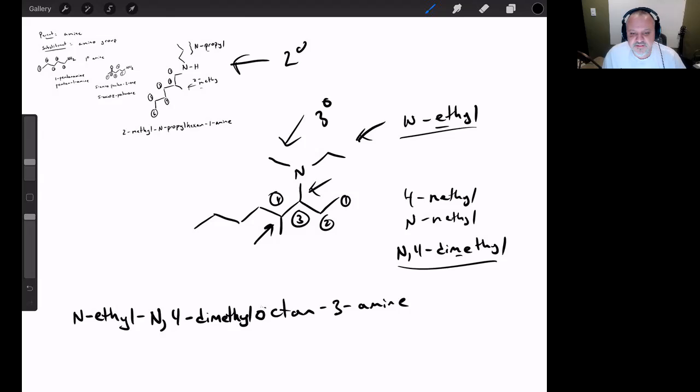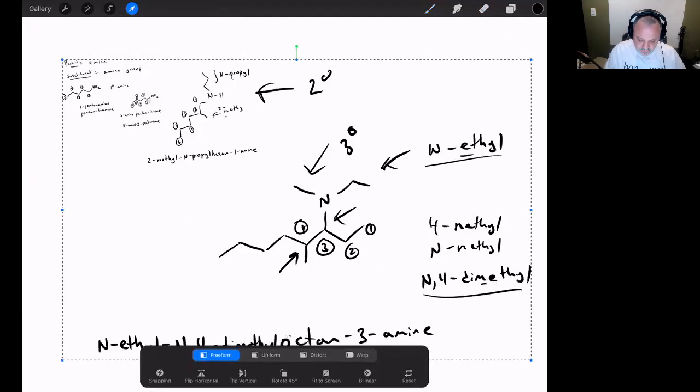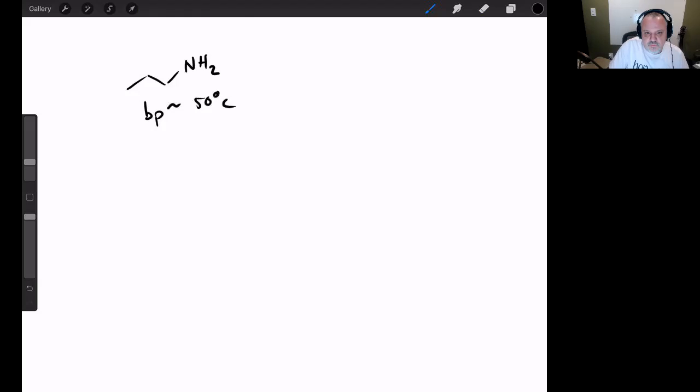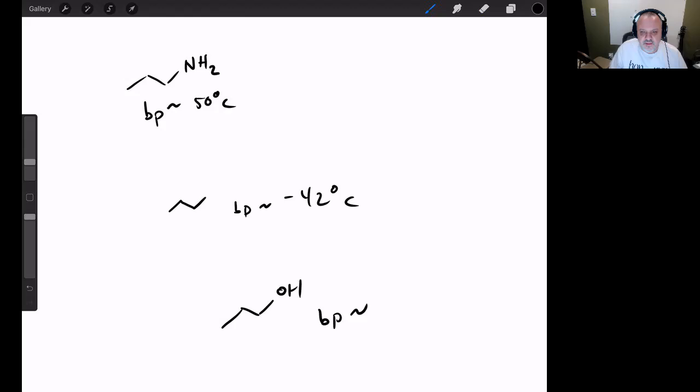Let's talk a little bit about the properties of amines, and real quick, just so we're all on the same page. We know that amines have hydrogens as long as they're primary or secondary. So something like propylamine has a boiling point of about 50 degrees C, where something like propane has a boiling point of about -42 degrees C, and then something like propanol has a boiling point of about, close to, what is it? I think it's around 75. Let's just see real quick. Wow, it's pretty far off there. It's not 75.